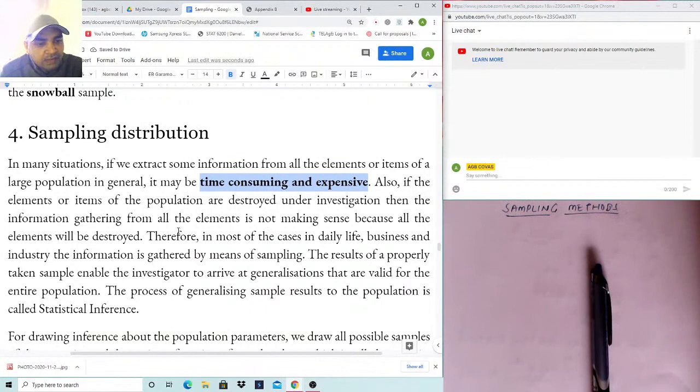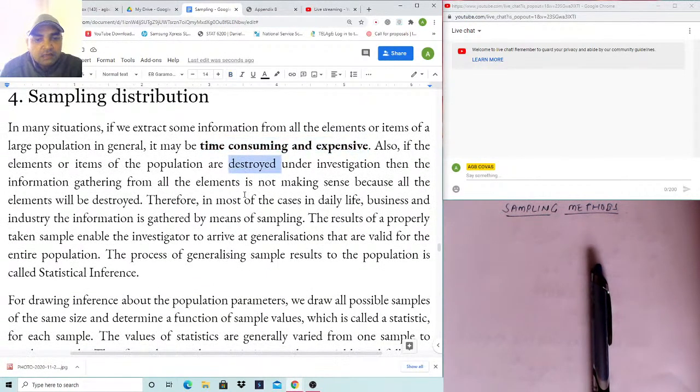Also, the elements or items of the population may get destroyed during the investigation. For example, in livestock products technology, when you are in third year, you will be judging meat characteristics. For that, you have to sacrifice the animals. So you cannot go for sacrificing all the animals in the population, right? That is why you have to go for a sample. Gathering information from all the elements does not make sense, because all the elements will be destroyed in that case.